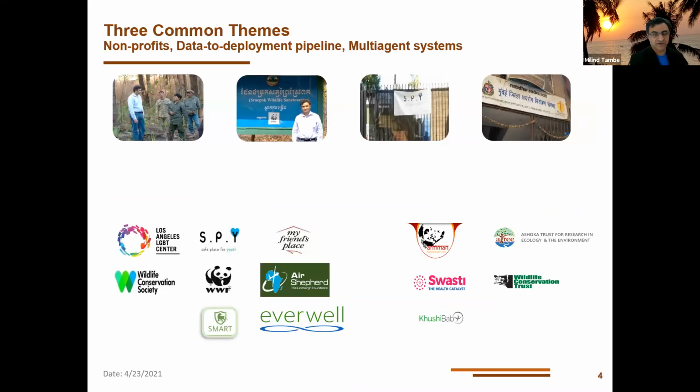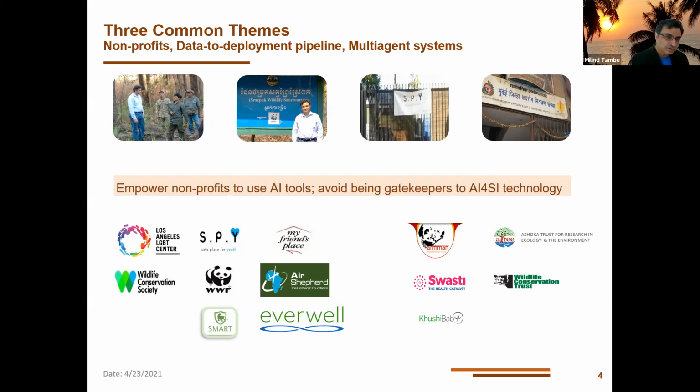As you go through all of these projects, you'll see three common themes. All of the work we are doing is in service of the inspiring work done by nonprofits around the world. On the right side here are nonprofits that we're working with at Google Research India. And on the left are some of the other nonprofits that we have been working with. In all of this work, ultimately, the goal is to empower these nonprofits to use AI tools and avoid being gatekeepers to this AI technology for social impact.